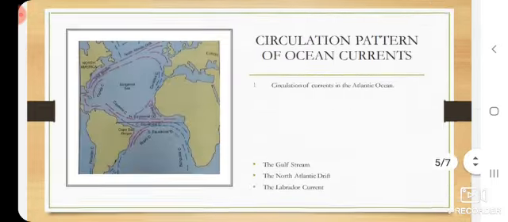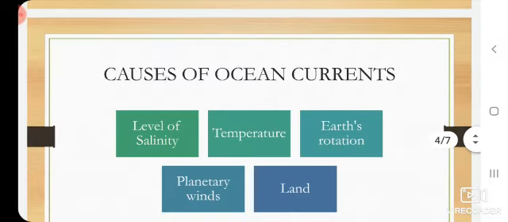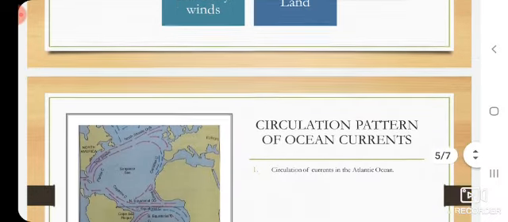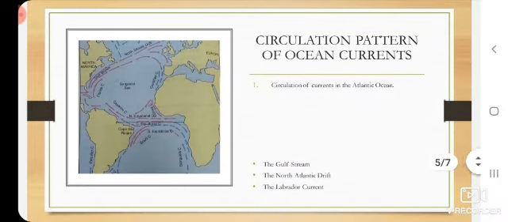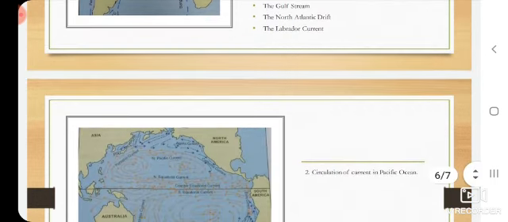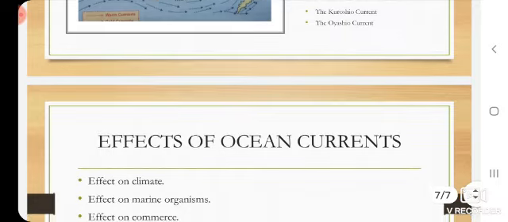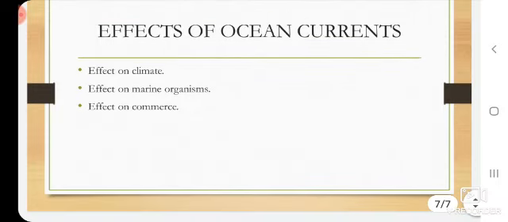Okay, children, so today we have learnt about the different causes of ocean currents, that is the level of salinity, temperature, Earth's rotation, planetary winds, and the land, and the circulation pattern of the ocean currents, like circulation of currents in the Atlantic Ocean, then circulation of currents in the Pacific Ocean, and the last one, the effects of ocean currents, which affect the climate, marine organisms, and commerce.